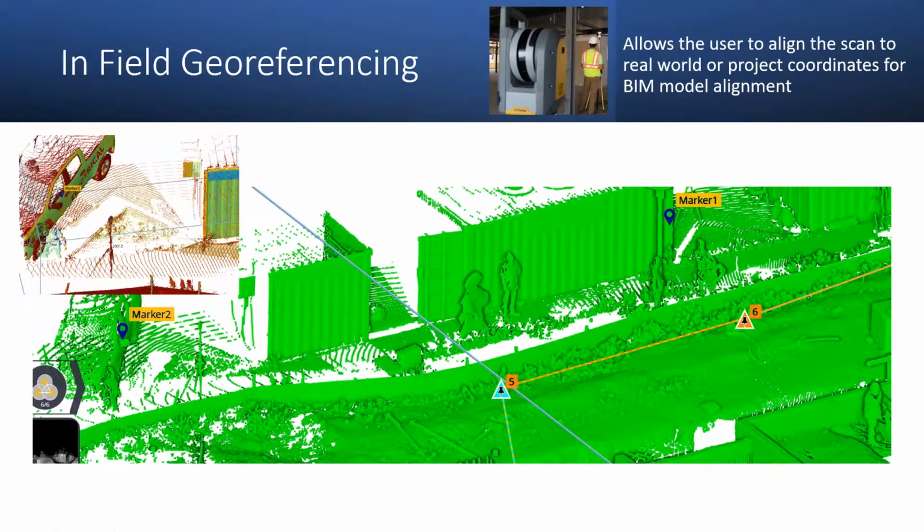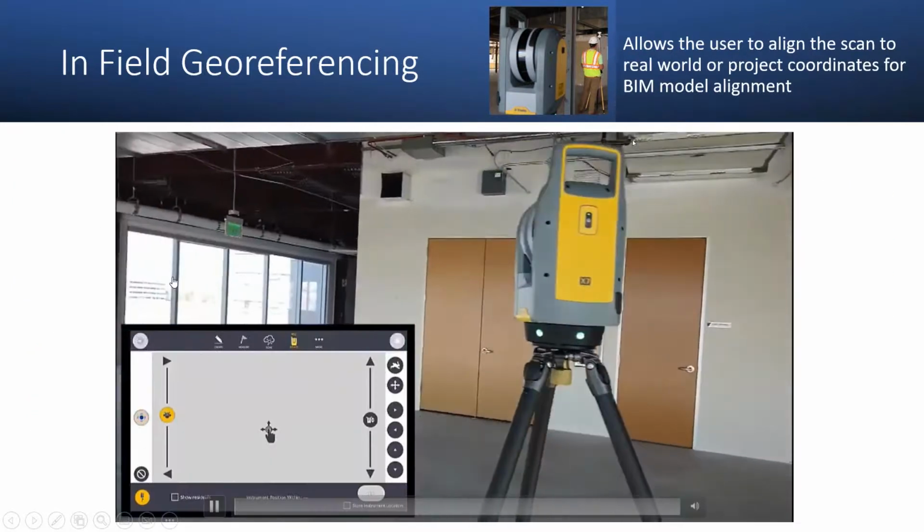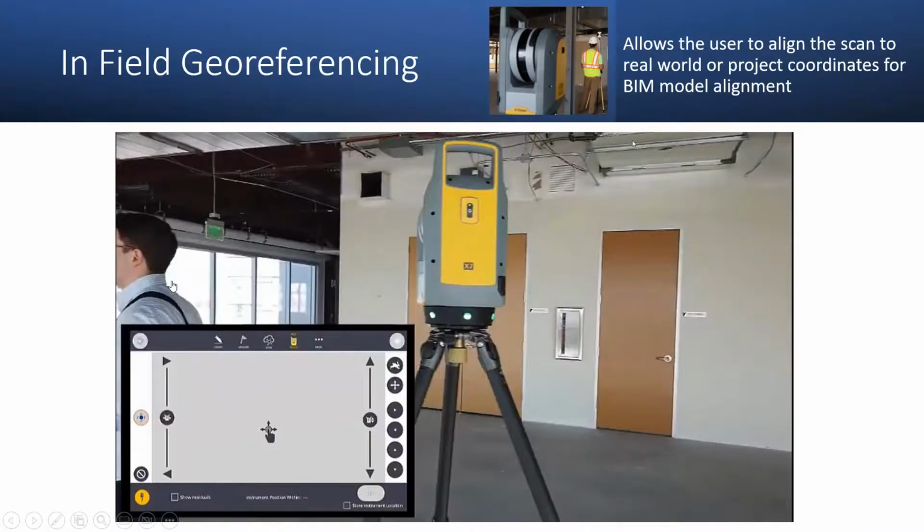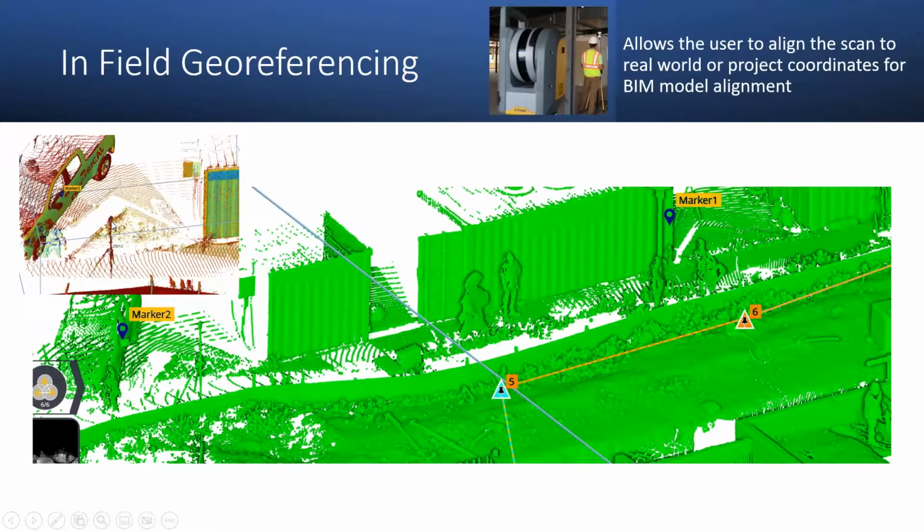So here's a little bit of an example where we set up targets. You can see in this little shaded green area, this is a prism pole with a black and white checker on top, set up over a control point.